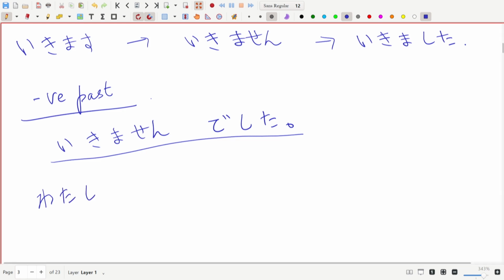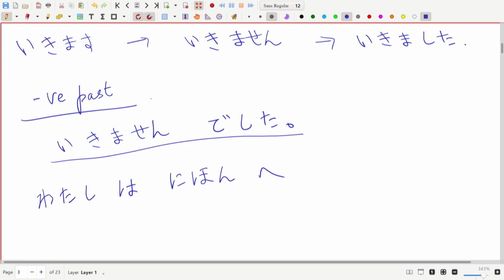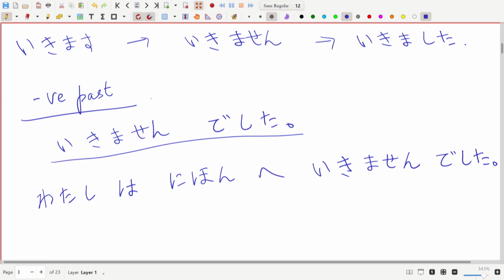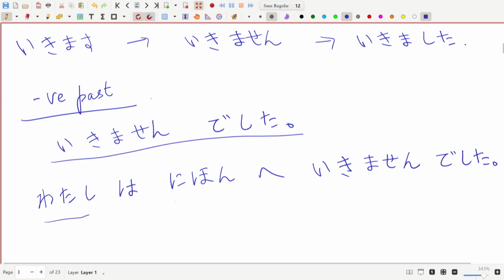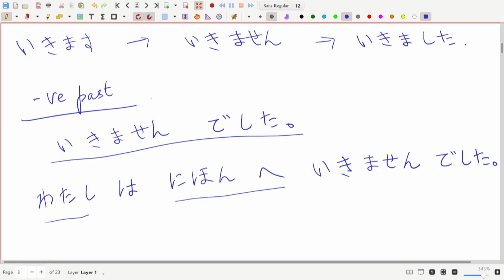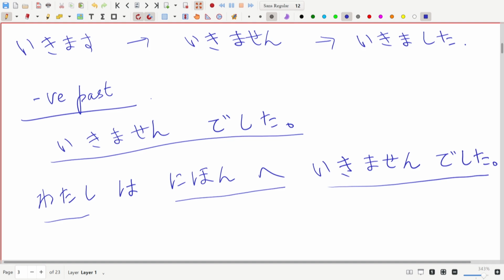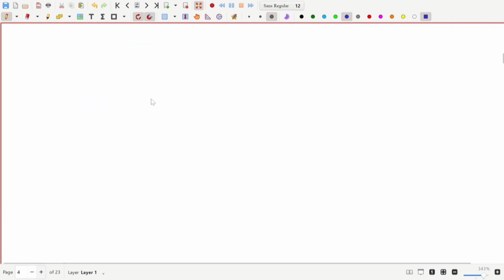Watashi wa Nihon e ikimasen deshita. Watashi wa Nihon e, I to Japan. Ikimasen deshita. Didn't go. Next, we'll take an example of another verb, tabemasu.